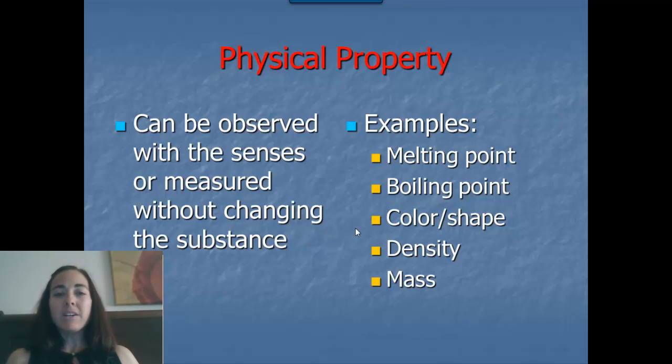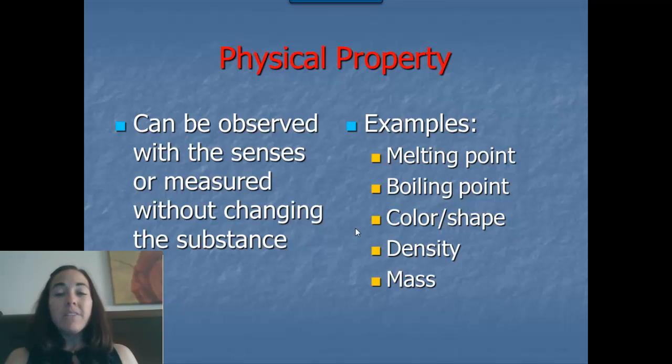Alright, so let's start with physical properties. I've listed here some examples of physical properties. These are the properties of substances that are just a part of how they're made and how they behave. Physical properties can be observed with your senses. So think about using your eyes, your ears, your nose to smell. Definitely don't taste things in lab, and your hands for touch. But you're not changing the substance, so remember that.